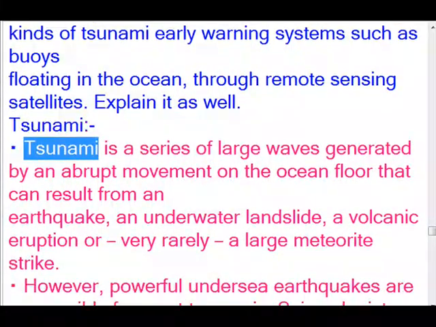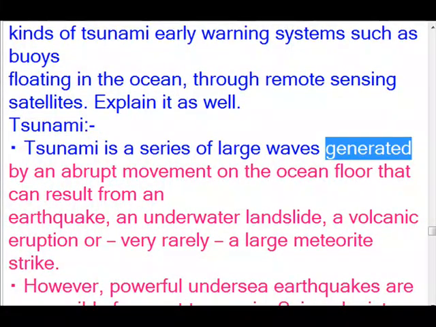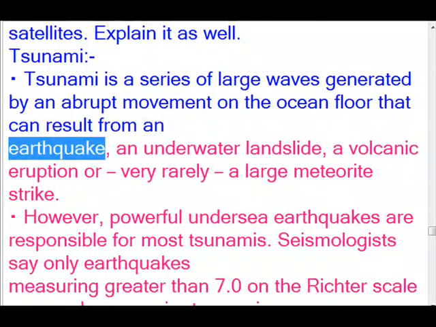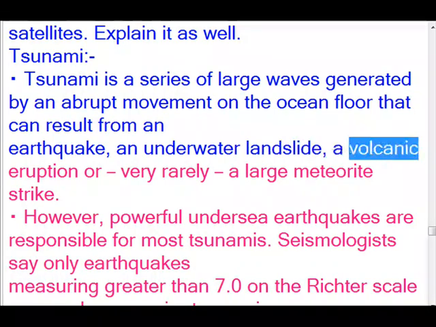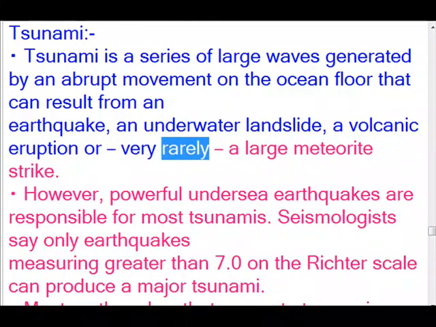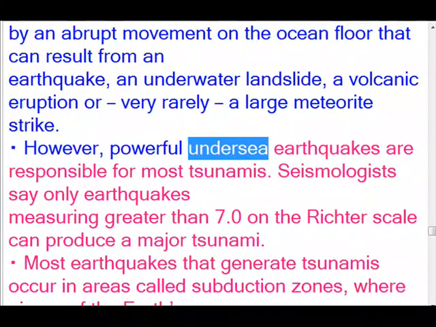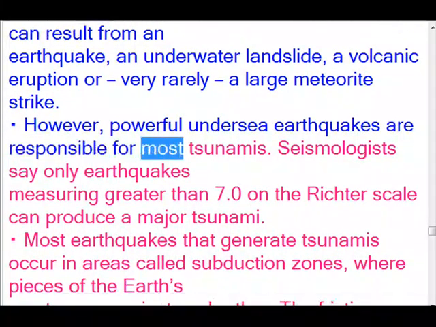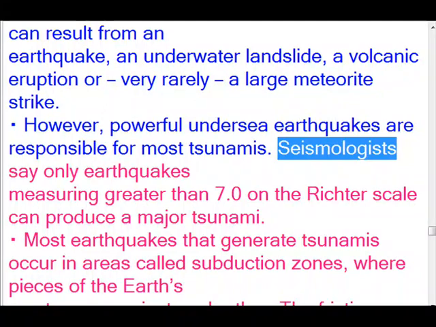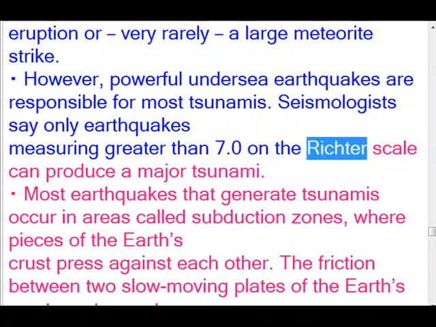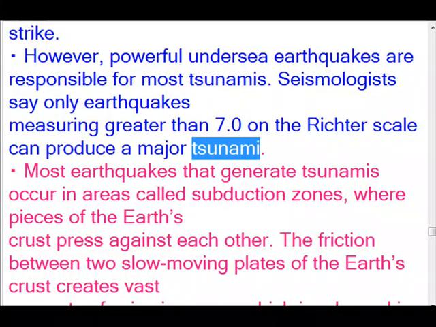Tsunami. Tsunami is a series of large waves generated by an abrupt movement on the ocean floor that can result from an earthquake, an underwater landslide, a volcanic eruption or, very rarely, a large meteorite strike. However, powerful undersea earthquakes are responsible for most tsunamis. Seismologists say only earthquakes measuring greater than 7.0 on the Richter scale can produce a major tsunami.